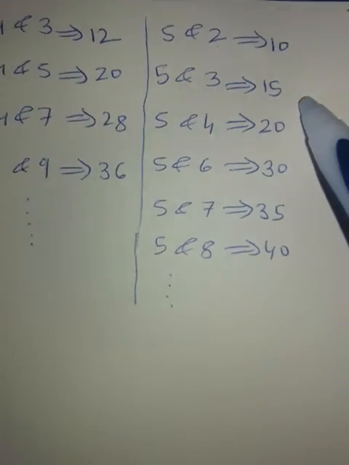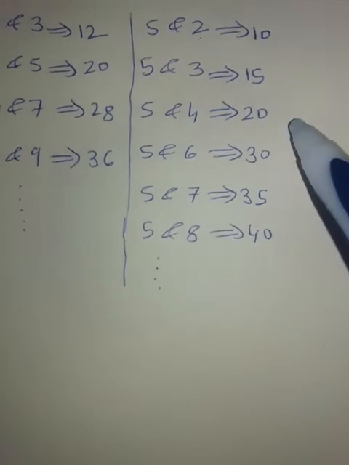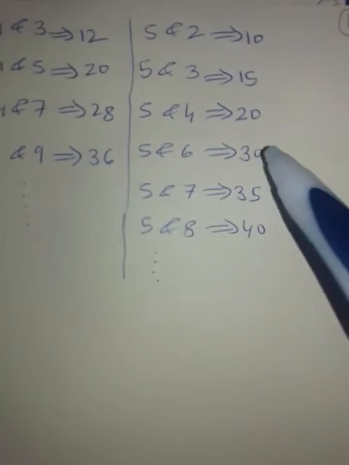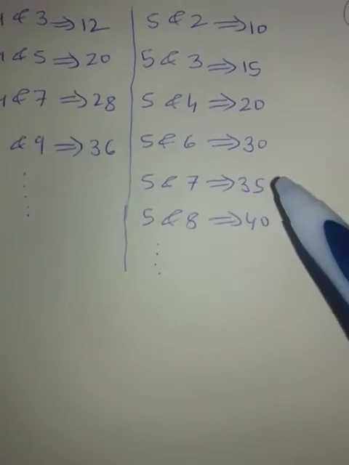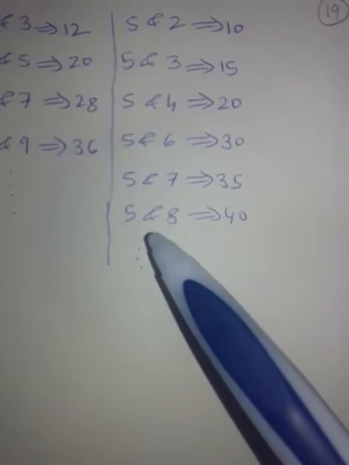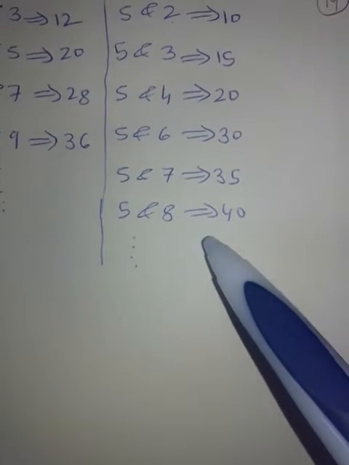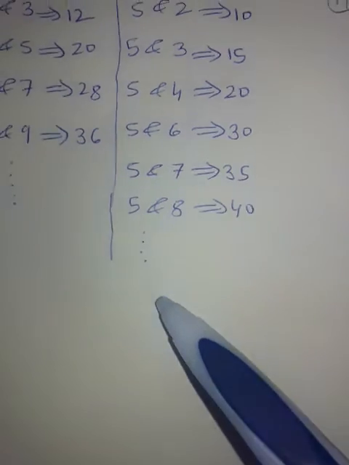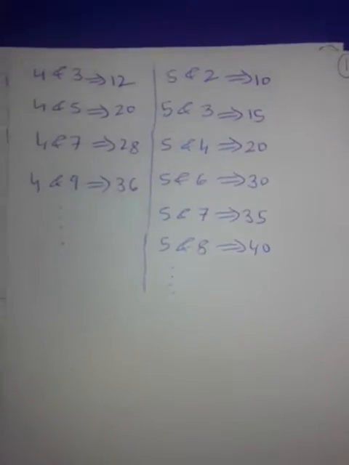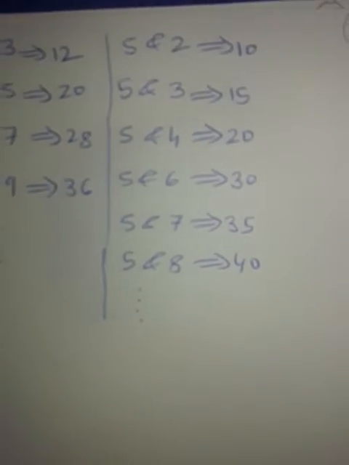5 and 3, then 15. 5 and 4, then 20. 5 and 6, then 30. 5 and 7, then 35. A number divisible by 5 and 8 will be divisible by 40 and so on. And in all these cases, vice versa is also true.